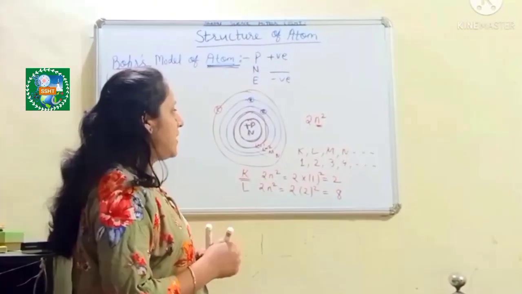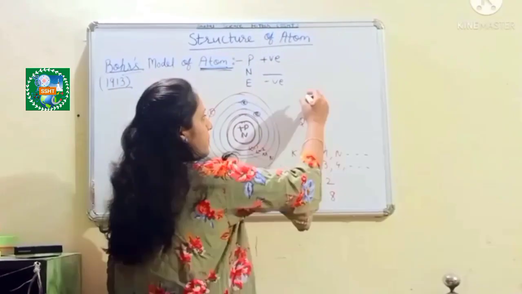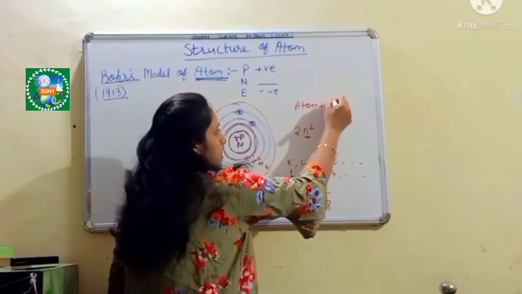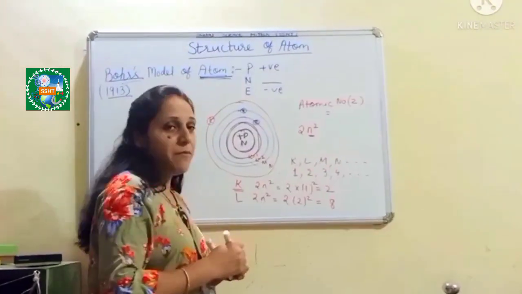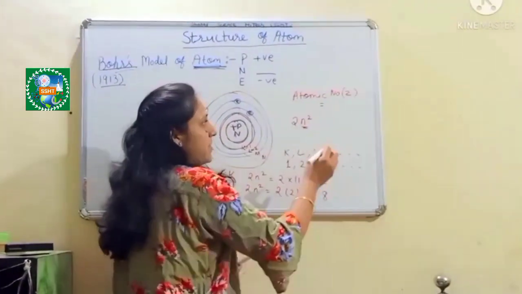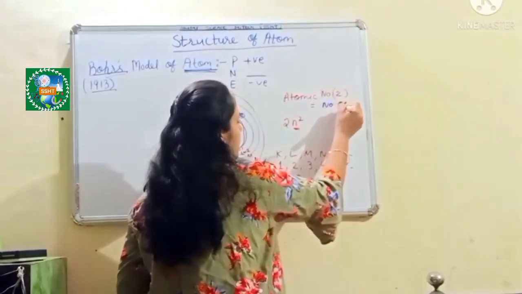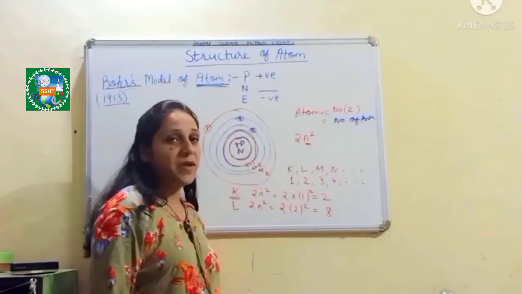Next, we'll see the atomic number. It is denoted by Z. It is nothing but the number of protons present in the nucleus of any element or atom. That is the number of protons, that is the atomic number.